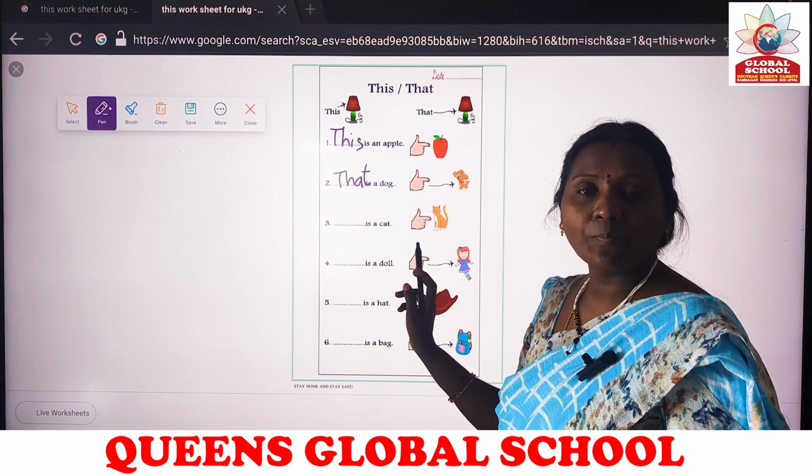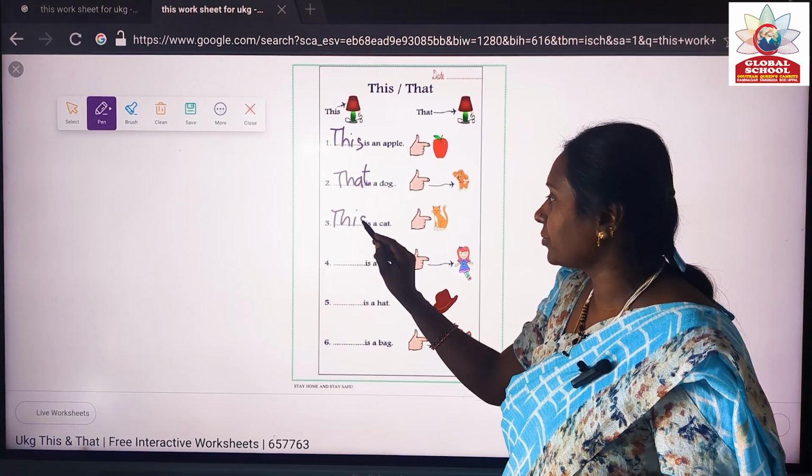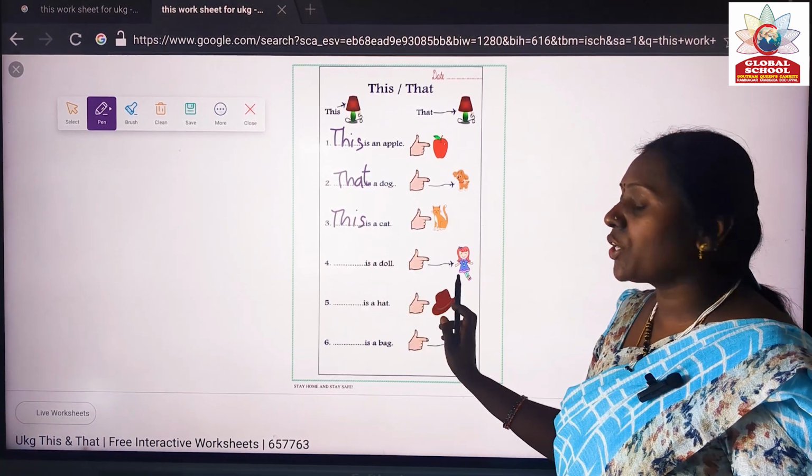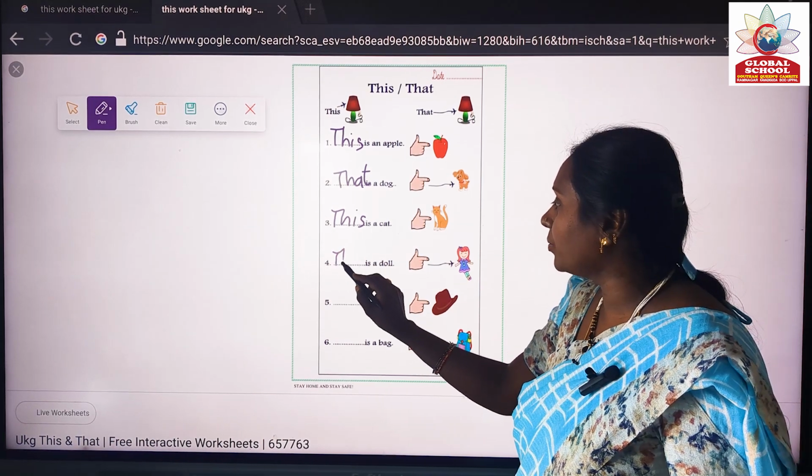___ is a cat. This or that? This is a cat. ___ is a doll. That is a doll.